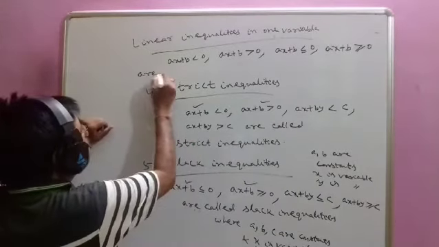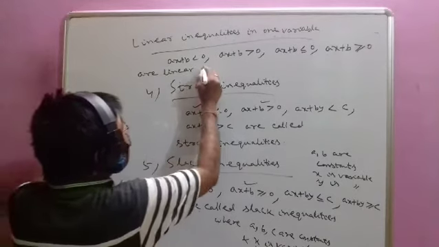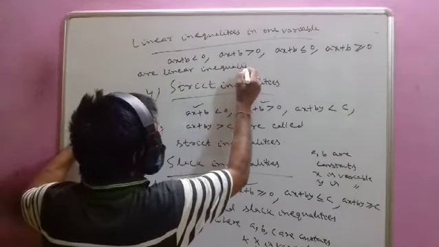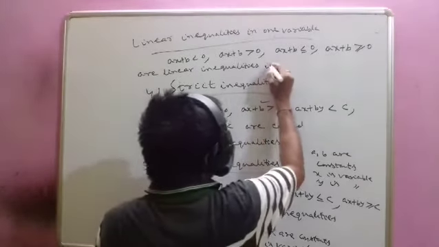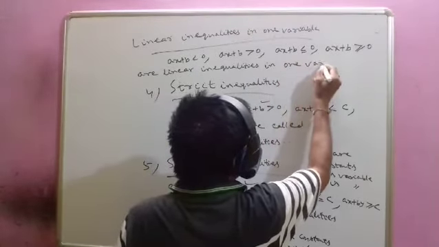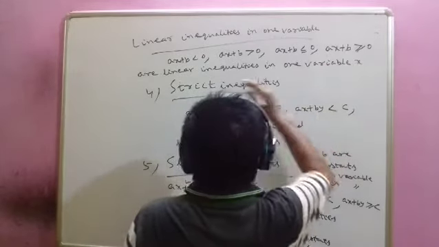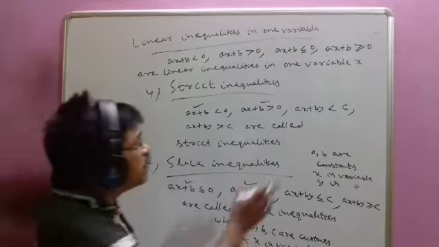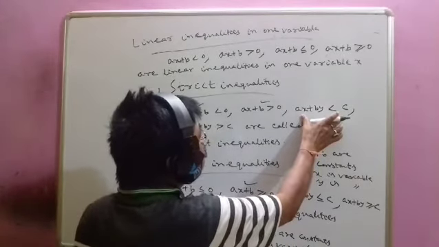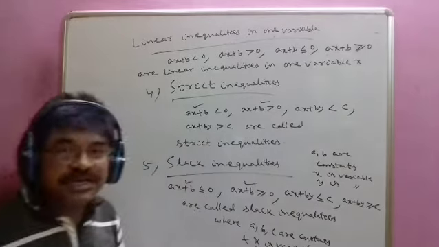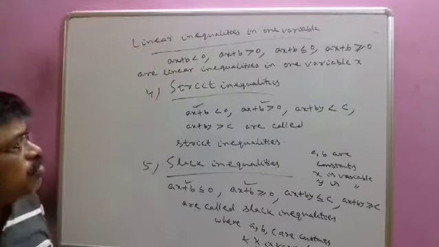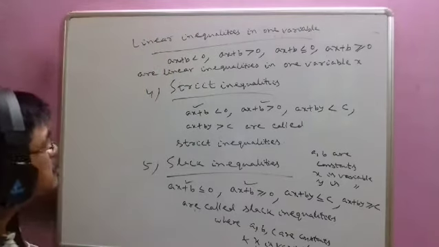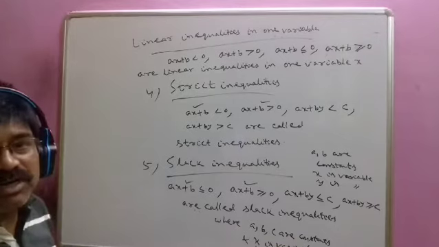So these are linear inequalities in one variable, and here the variable is x, because here x is a variable. But if I say x plus by less than c, this is a linear inequality in two variables. Linear means degree is 1. Suppose I write x squared plus b, then the degree will be 2, and that will be a quadratic inequality. If the degree is 3, similarly you can say cubic inequality.